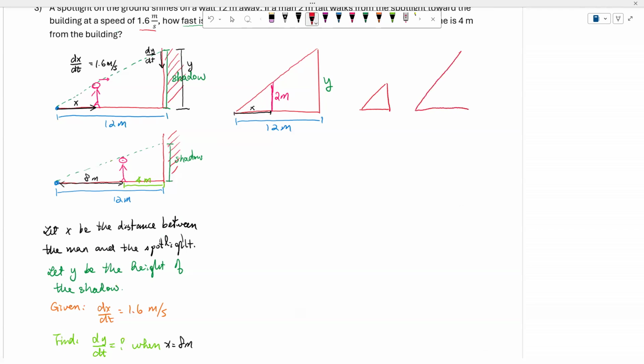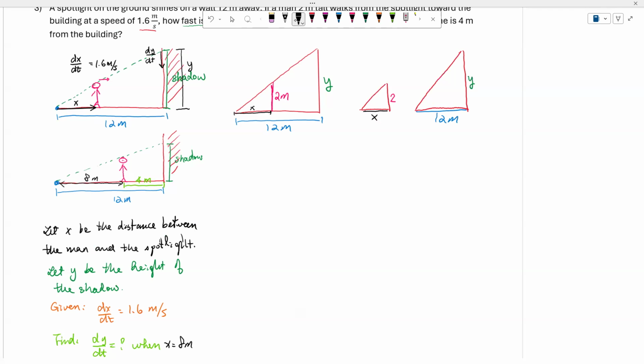Small one and a big one. Okay. Then let us write down what information I have. First, I know that this length right here is 12 meter, and this side right here is Y. Another thing that I know is this one is 2 meter, and this is X right here.